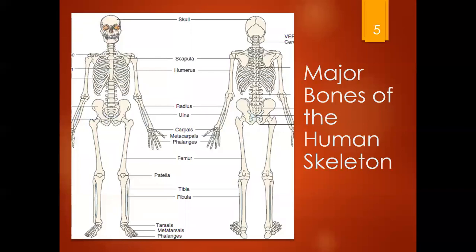And so there are some of the major bones of the human skeleton: our skull, our scapula, our humerus, our radius and our ulna in the lower forearm, our carpals, metacarpals, and phalanges in our hands, the long bone of the femur, the patella, the tibia and the fibula in our shin, and the tarsals, metatarsals, and phalanges in our feet. We also have our coccyx and our sacrum, and we have our pelvis.